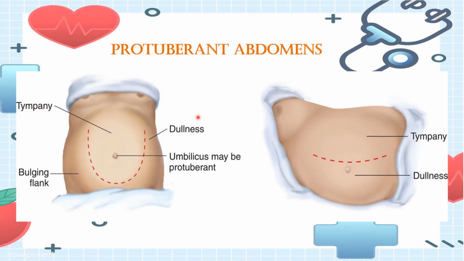Okay, so moving on to our protuberant abdomen. So we have ascitic fluid, which seeks the lowest point in the abdomen, producing bulging flanks that are dull to percuss. The umbilicus may protrude, so you have to turn the patient onto one side to detect if there is a shift in position of the fluid level or shifting of the dullness.